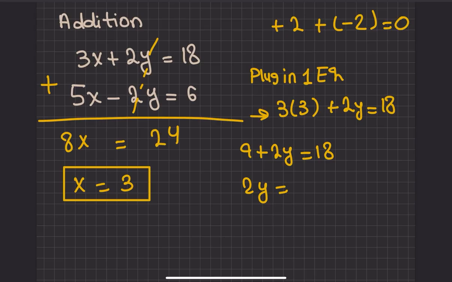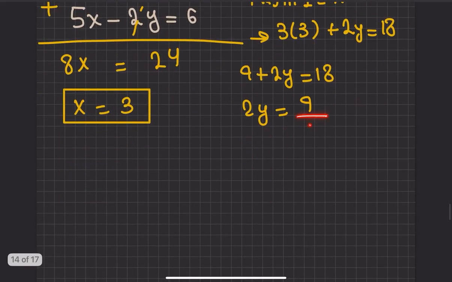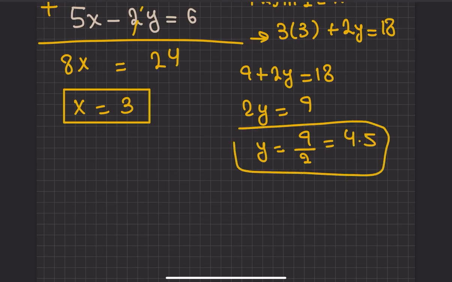2y equals 9 because I moved this 9 to the right side, so it's going to be 18 minus 9. That's why I have my 9 here. But I'm looking only for one y, not 2y. So what I'm going to do, I'm going to divide both of them by 2. So I'm going to end up with y equals 9 divided by 2, which is 4.5. And I have my y here. So this is how you use addition.